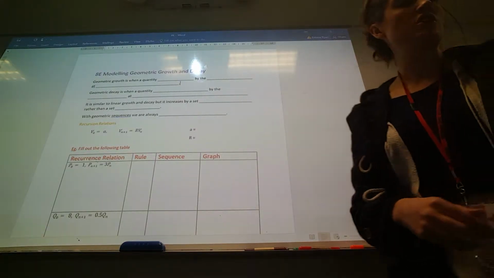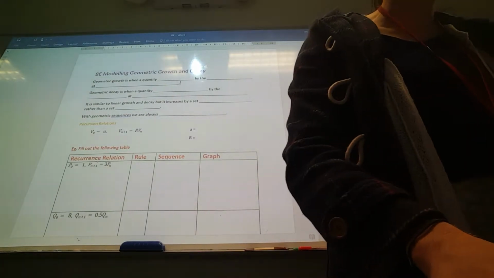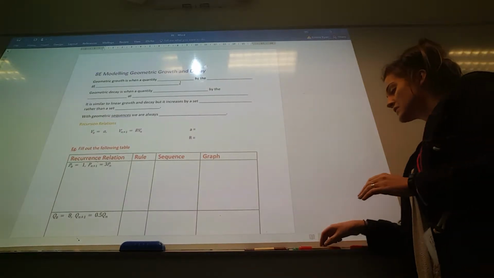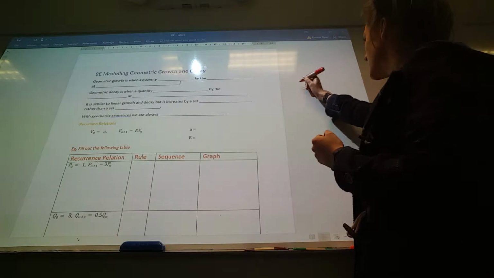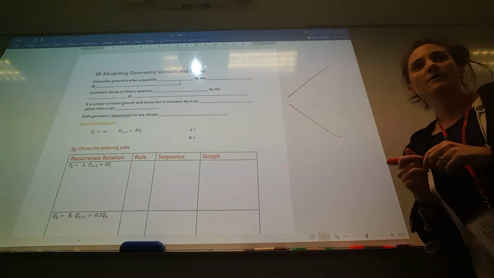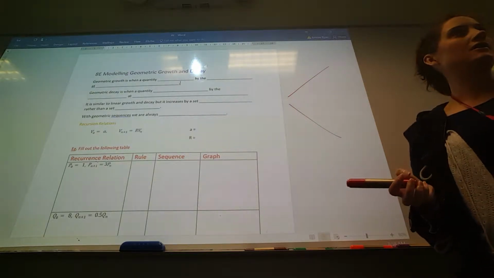Cool. All right. So, in our last lessons, we have been talking about linear growth and decay. With linear growth and decay, we've been talking about things that are going up in a straight line or down in a straight line. All good? Everyone know what I'm talking about?